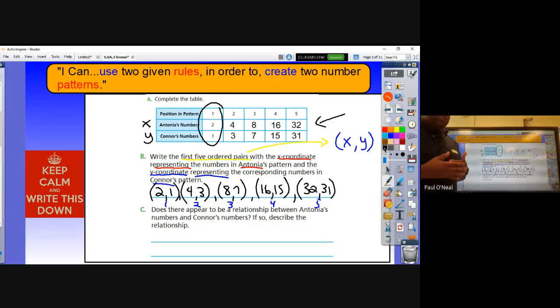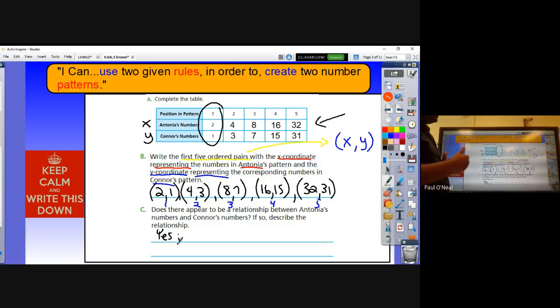However, what's a relationship? What can you tell that they may have in common besides that, just looking at the chart? And some may have, during class, we mentioned that they do. There is a relationship that's happening. And what is that relationship? If you look at these numbers carefully, Antonia's numbers, as you just read down, they are 1 more than Connor's numbers. Another way of saying that is Connor's numbers are 1 less than Antonia's numbers. That's a relationship they have in common.